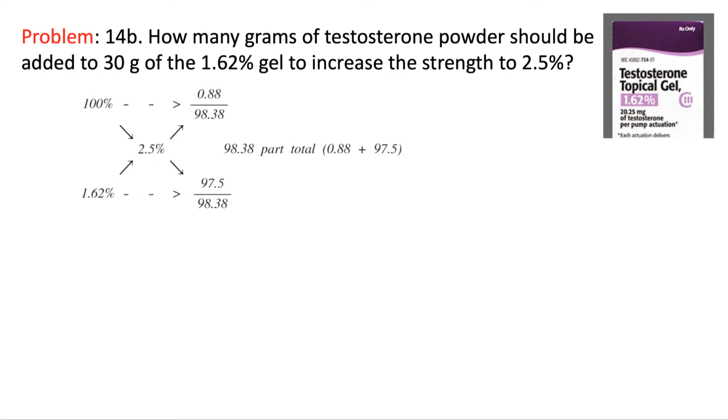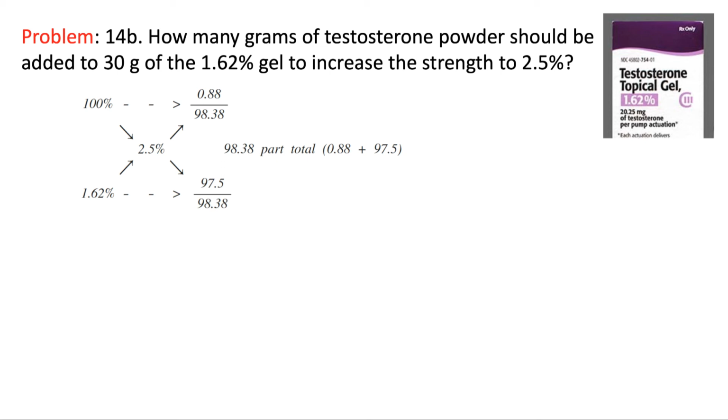Now let's solve this the same way as any alligation. Starting with the upper left, we'll follow the arrows down diagonally to the lower right and cross subtract. So 100 minus 2.5 is 97.5. Doing the same thing, starting at the low concentration and working my way diagonally up to the upper right, we'll take 2.5 minus the 1.62 and see that that difference is 0.88. And if we add those two values together, 0.88 plus 97.5, then the total number of parts is 98.38.